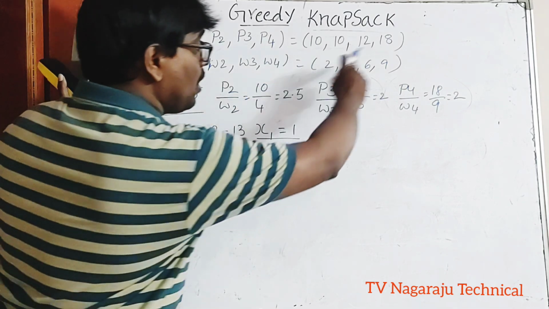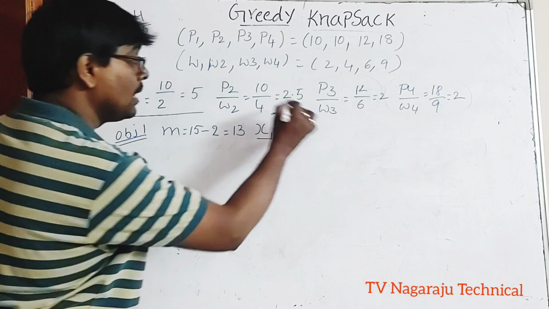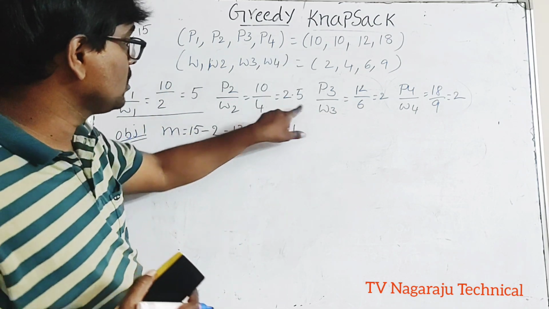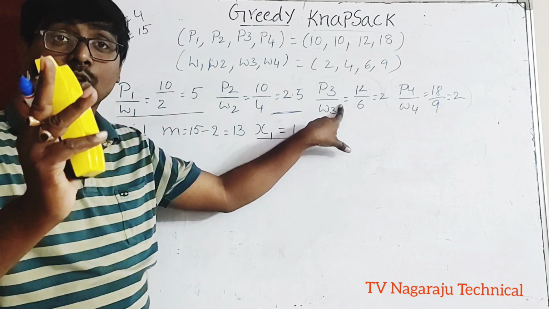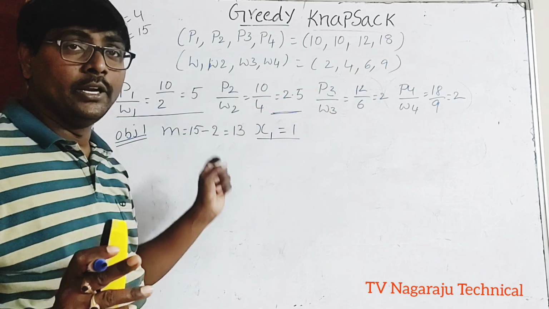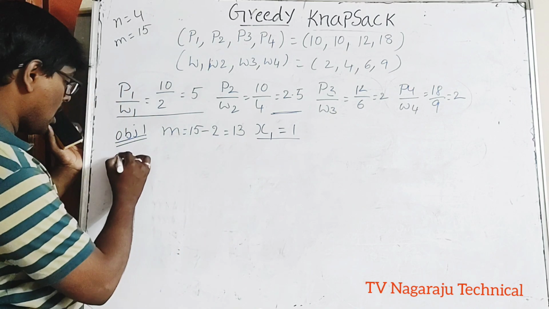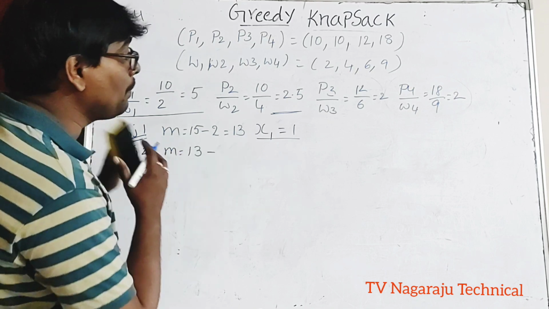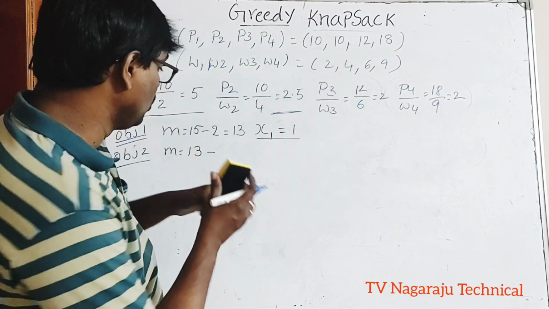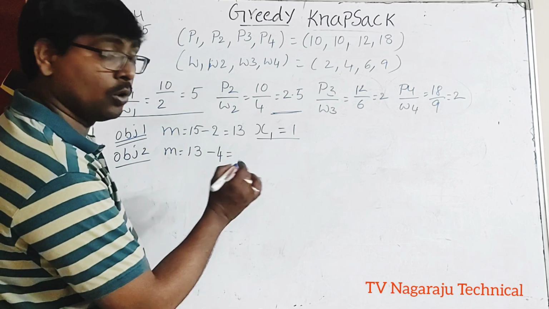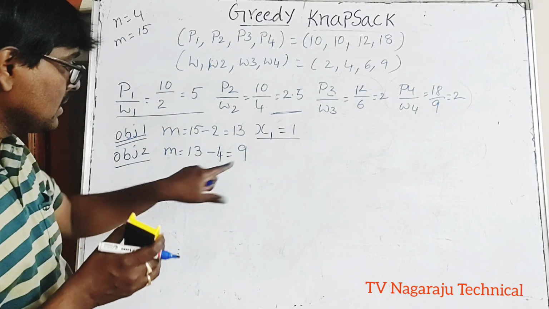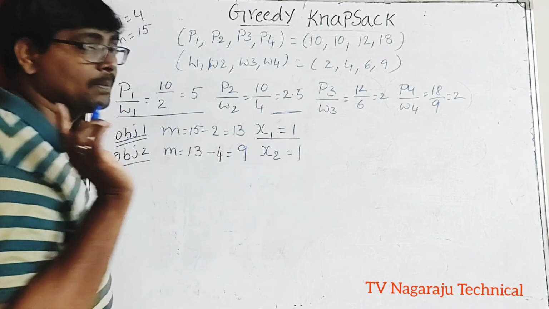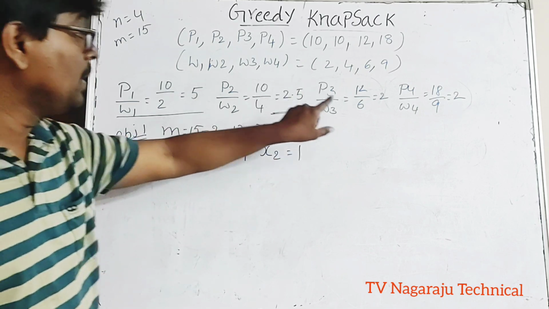Next, among these 3, the next highest value is this one. In this example the objects come in order, but in another example, if the ratio of object 3 were the highest, you would place object 3 first. You got the point? Now object 2: m is equal to the previous capacity 13 minus the weight of object 2, which is 4. 13 minus 4 is 9. That is the remaining capacity, and you place object 2 into the knapsack completely.